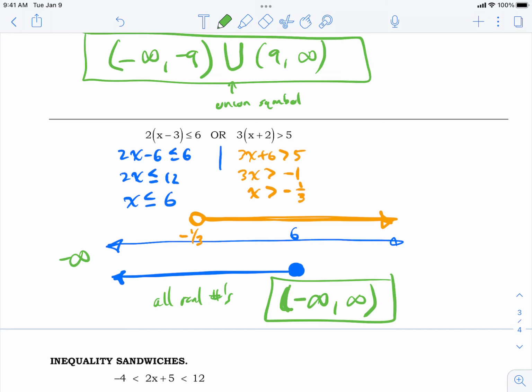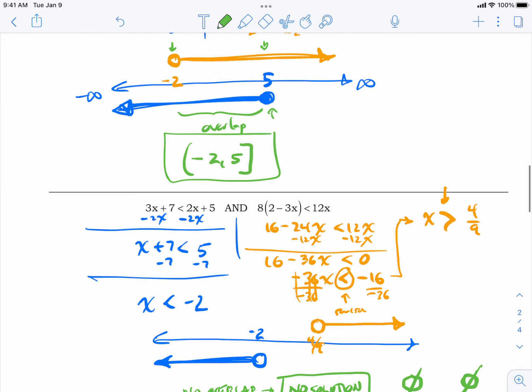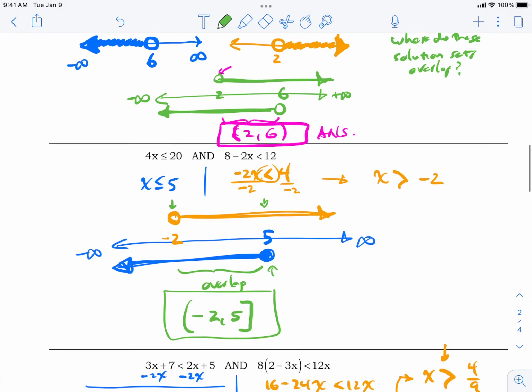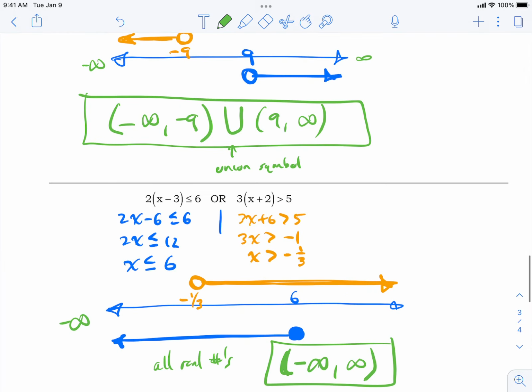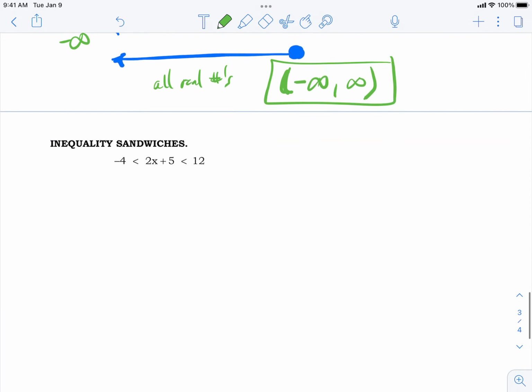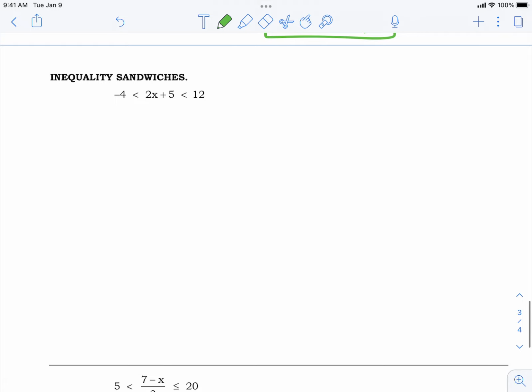Okay. So it pays now and then to kind of look back and say, well, what have we been doing so far? Well, we did the ands, and look what happened, and we had this funny situation with no solution because there was no overlap. And then we had the unions, which is different. It's building Pokemons. We had this special situation with the union and the all reals, and cool, right? Okay, one more. I believe there's one more page. Yeah, one more page, two more examples.